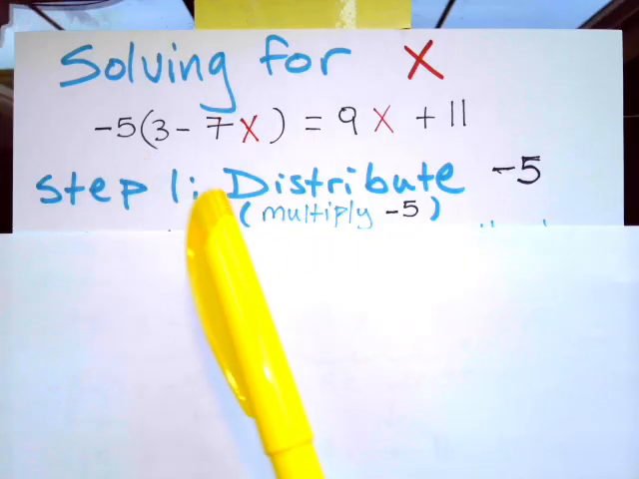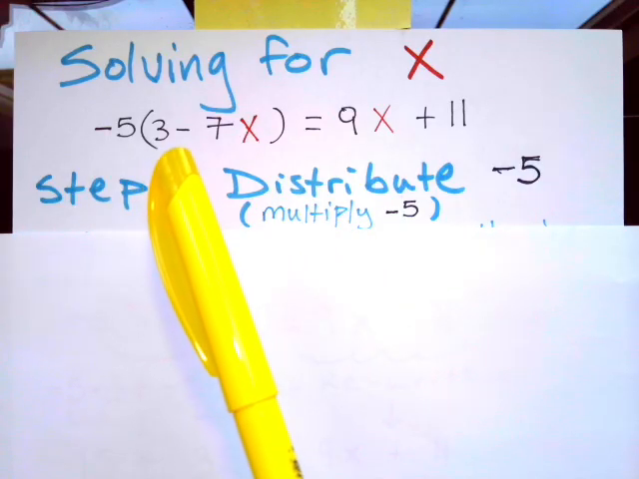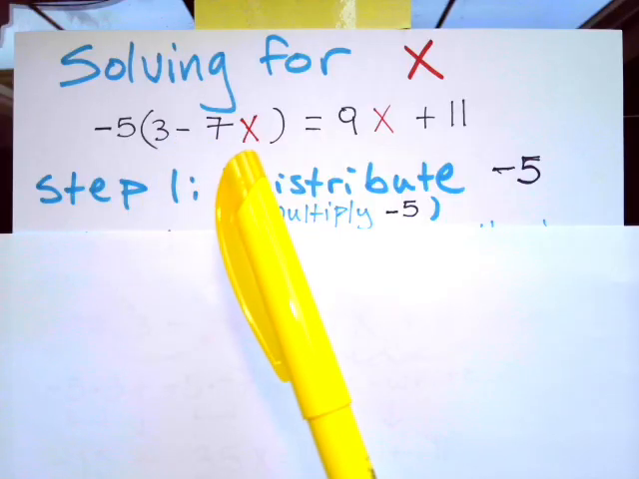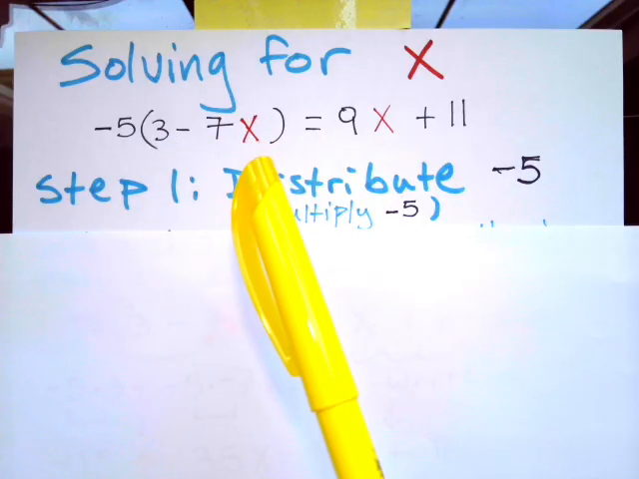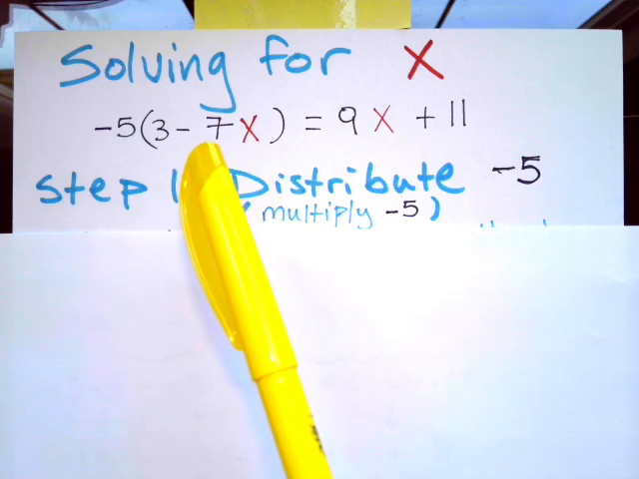When there's more than one term, I'm going to multiply negative 5 times the 3, and I'm going to multiply negative 5 times negative 7x. The minus sign is actually attached to the 7, so it's a negative 7x.